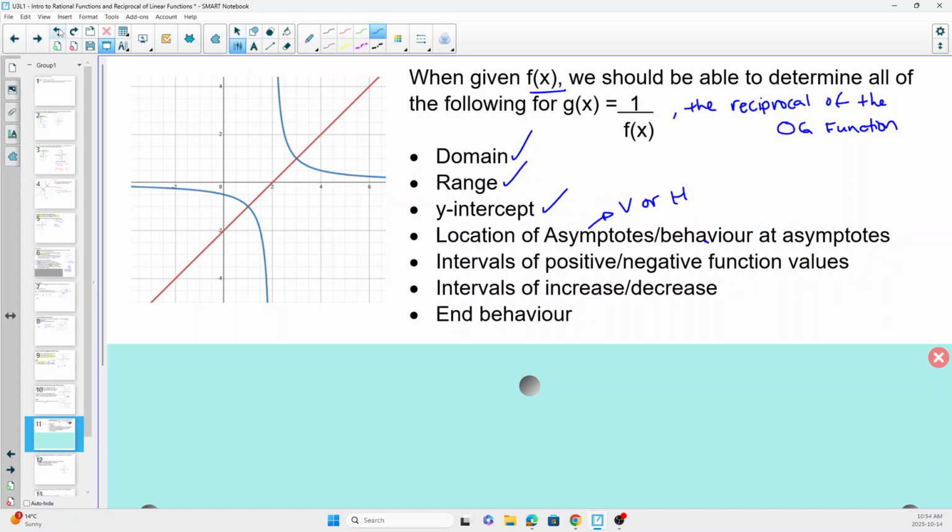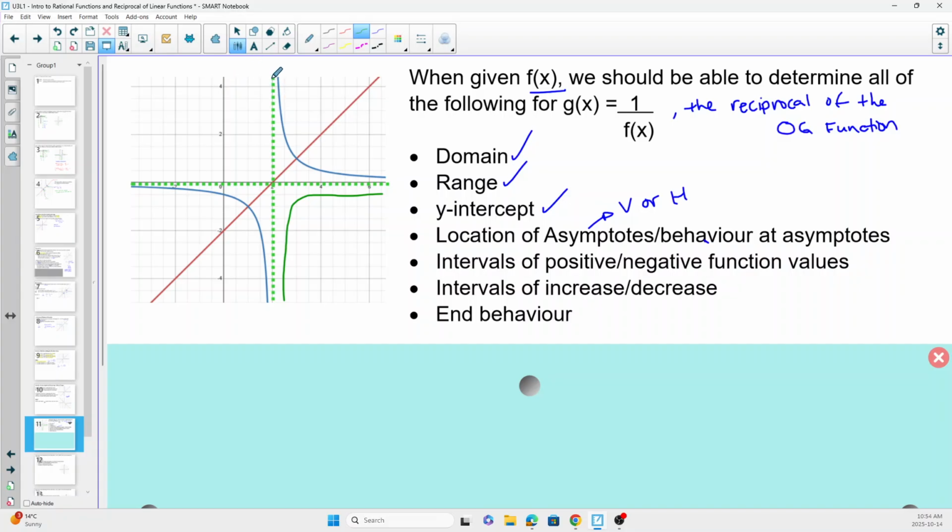We didn't talk much about that. We will talk about that as we move through, because just because we have a vertical asymptote here, how did we know that the function was going like this? And even with a horizontal asymptote here, how do we know that the reciprocal function looked like this and not like this? There's ways that we know, but we need to make sure we have the right behavior.